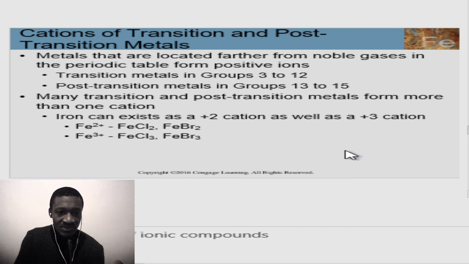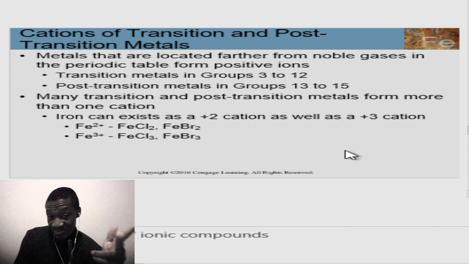So metals located further from noble gases in the periodic table form positive ions, and then transition metals are in 3 to 12, as I said. Sorry, not 13 to 12. If you've taken that before, it's from 3 to 12, and then the post-transition from 13 to 15. And then many post-transition metals form more than 1 cation, so you have a situation where they can form more on the basis of that transitionality that they have going on for themselves.